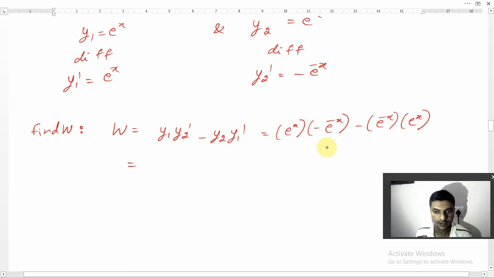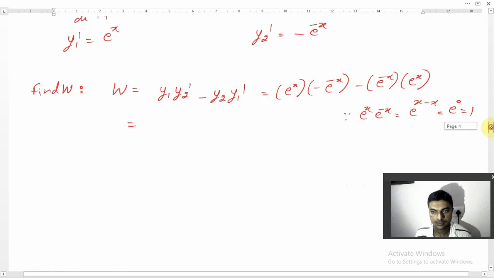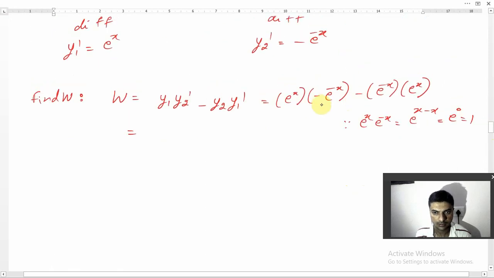Simplify this, students, easily. You can see, if I take the minus outside, e raised to x, e raised to minus x. Please remember this: whenever e raised to x and e raised to minus x are there, we always use the law of indices, x minus x, which is equal to e raised to 0, which will give you 1. Similarly in this case, I am getting this as 1. So minus is there, so this will give you minus 1.